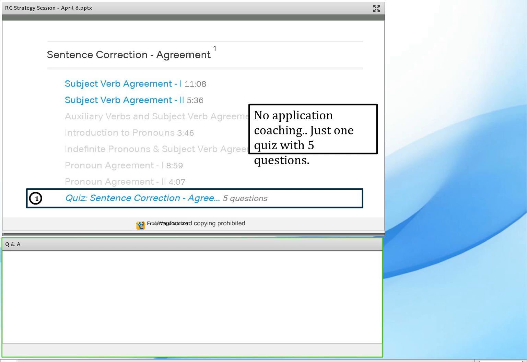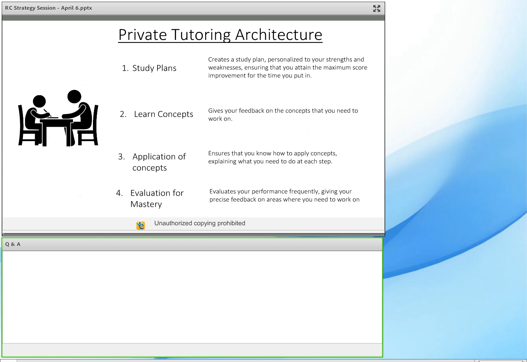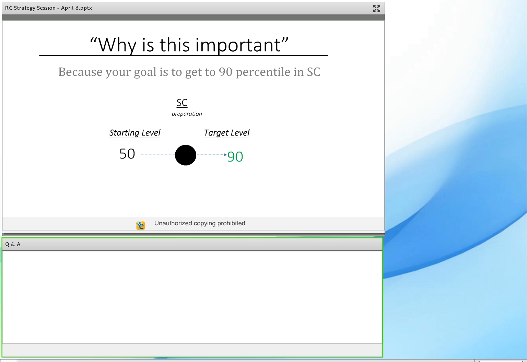So now that you've had this study plan, now you've learned concepts, learned application, the question really is, okay, how do you ensure that you've achieved that level of mastery so that you get to that 90 percentile? And the reason why this is important is because when you're studying a subject such as reading comprehension or sentence correction, you're not studying it to just learn the concepts, you're studying it to achieve that 90 percentile mastery.